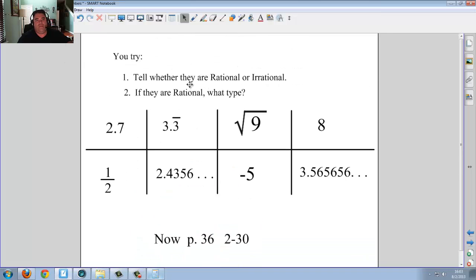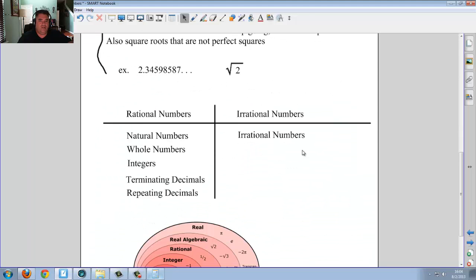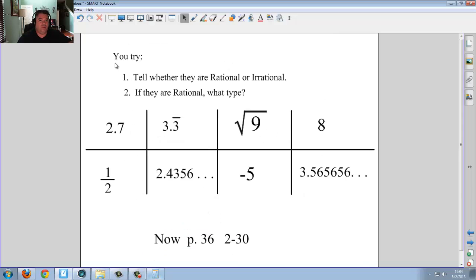So you try. First of all, tell whether they're rational or irrational, and if they are rational, what type. Take a look here. Feel free to flip back through the video to see here. But basically, everything except irrational numbers is going to be rational. So go ahead and give it a try. Tell whether they're rational or irrational, and if they are rational, what type. Go ahead and pause. Let's see how you did.